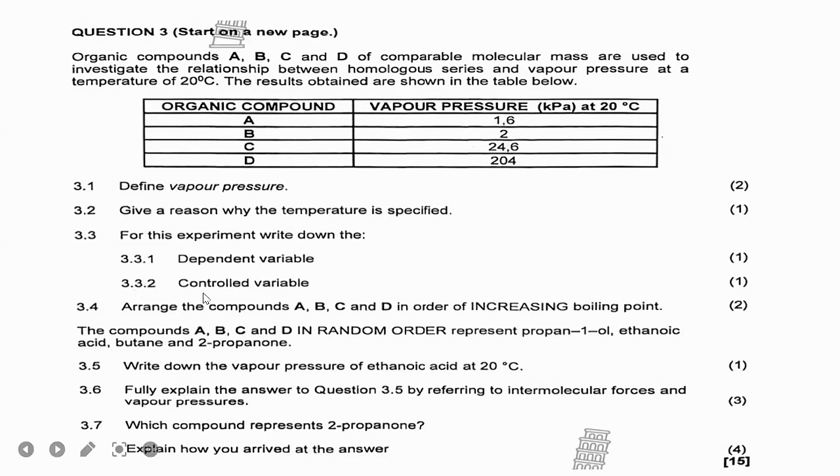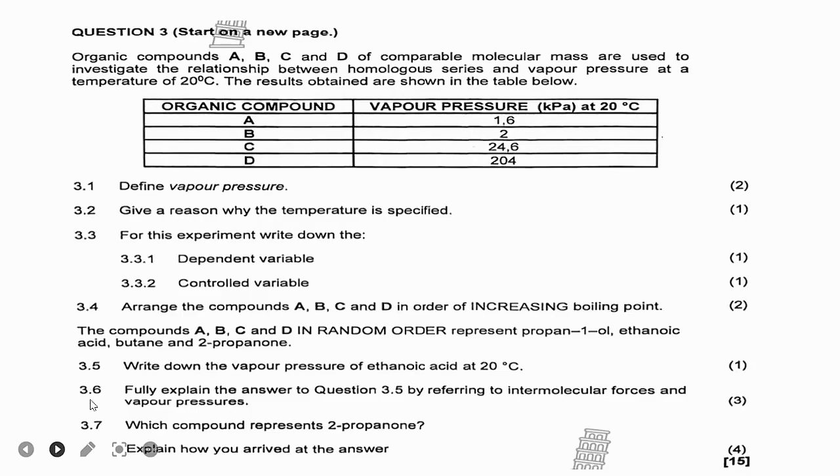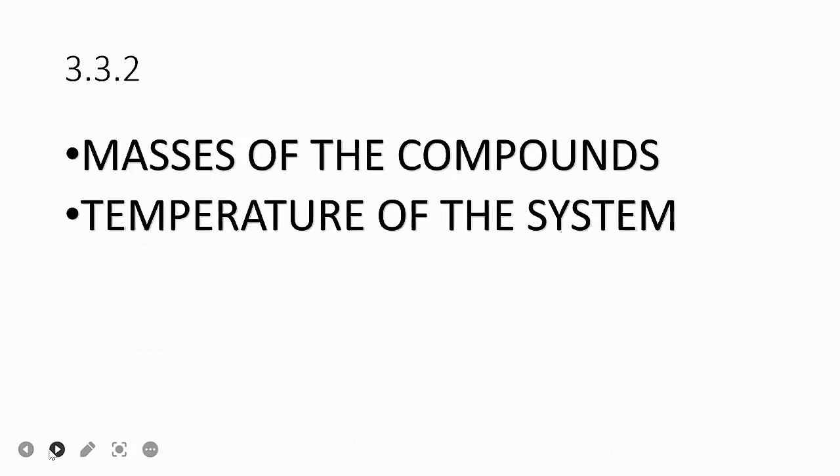Then 3.3.2, the control variable. This is the variable that has been kept constant in this investigation. We've already stated that the vapor pressure was the answer for 3.3.1. And for 3.3.2, the ones that have been kept constant are the masses of the compounds and the temperature of the system, right? Almost got me confused there.